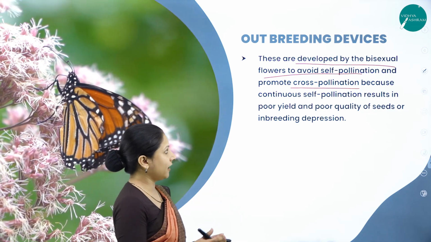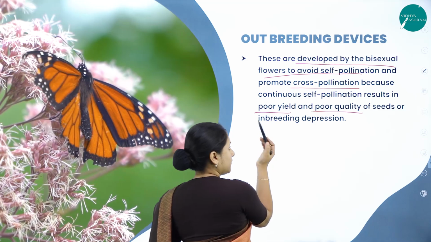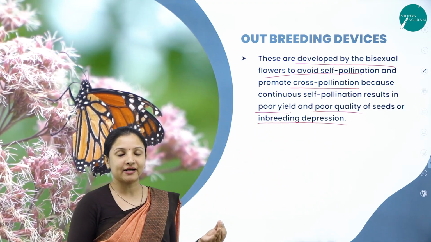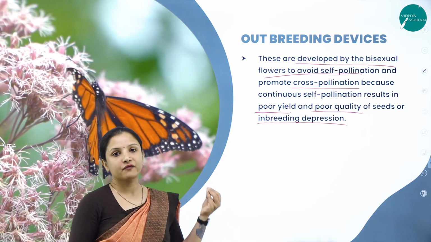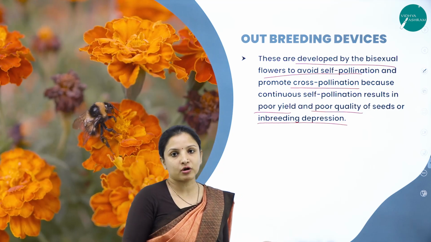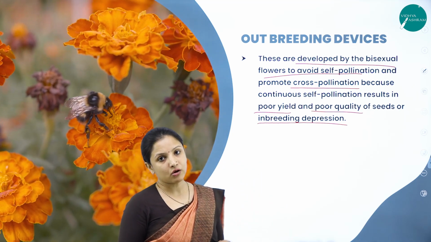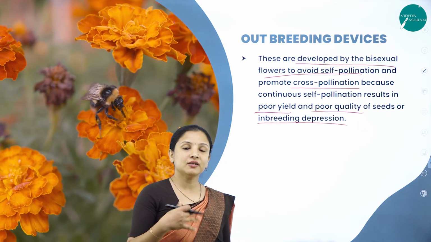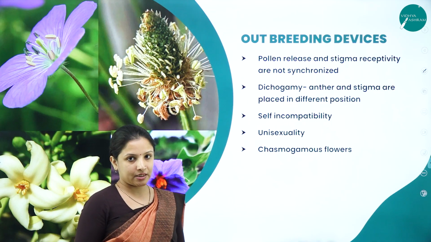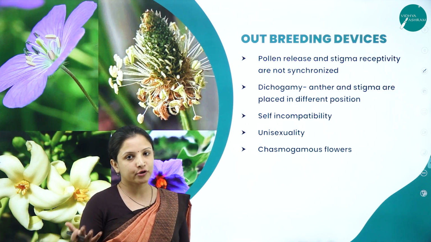So in order to prevent poor yield and poor quality of seeds, or what we can say inbreeding depression, that is, sometimes the breeding capability of the plant can also get lost, or the seeds may not germinate at all because of their poor quality. To prevent all that, flowers usually develop this technique of outbreeding devices. Now what are the different outbreeding devices that have been developed by the flower? We can see here. This is natural, that is, the flowers themselves have found a way to promote cross-pollination.